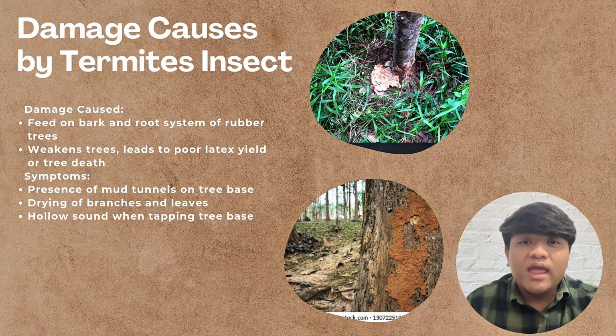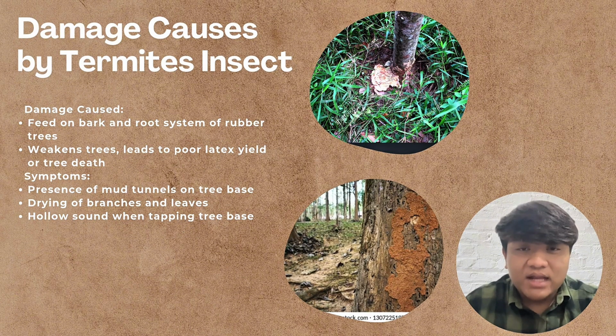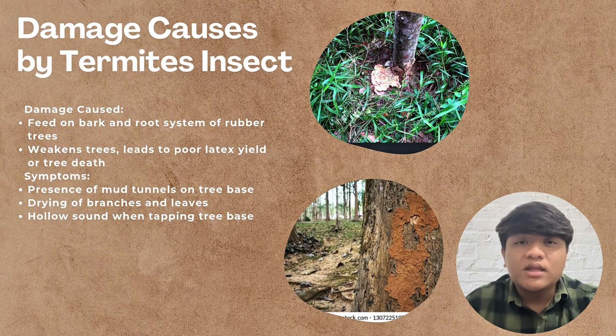Symptoms include drying of leaf and branch, mud tubes at the base, and a hollow sound when tapping the tree trunk, indicating internal wood decay. In severe infestation, whole trees may collapse or die, resulting in major yield loss.